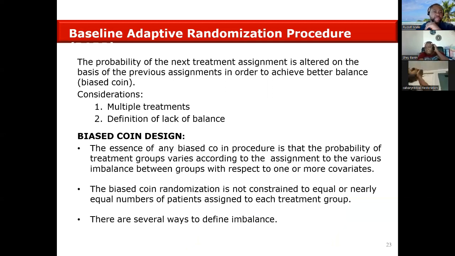Baseline adaptive randomization procedures: the probability of the next treatment assignment is altered on the basis of the previous assignment. So it's a biased coin design. The essence of the biased coin design is a procedure where the probability of the treatment groups varies according to the imbalance between the groups. This is just to say that for each adaptive randomization process that occurs, as the study moves along from one phase to another, it's supposed to change according to the way the study moves.